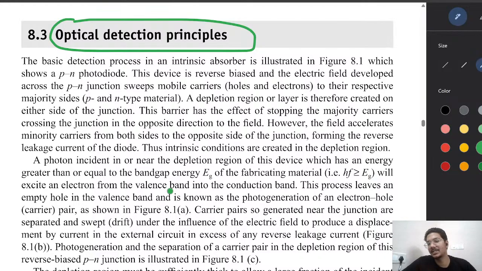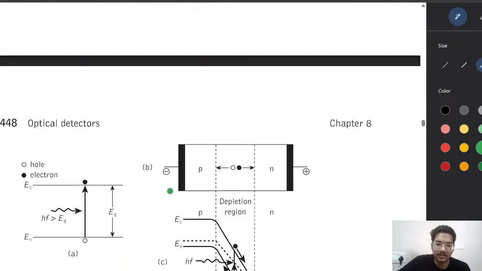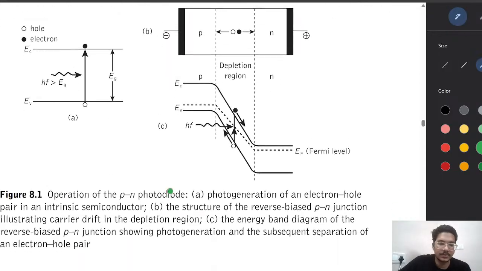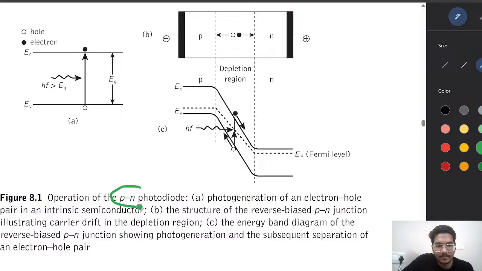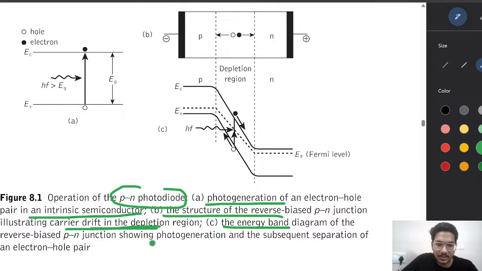Photon absorption and carrier generation. When the photon energy is greater than the semiconductor band gap, what happens? The photon excites an electron from the valence band to the conduction band. This leaves a hole behind, and together they form an electron-hole pair. This is called photogeneration. Then we move forward to the operation of a PIN diode: the photogeneration of electron-hole pairs in the intrinsic semiconductor, and the structure of the reverse bias PN junction illustrating carrier drift, and the band gap of the reverse bias PN junction showing photogeneration.